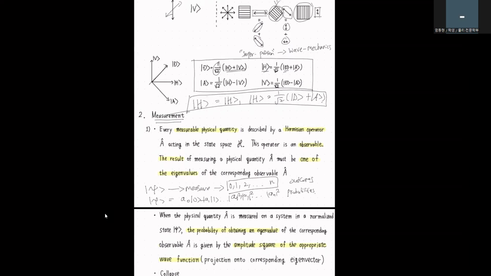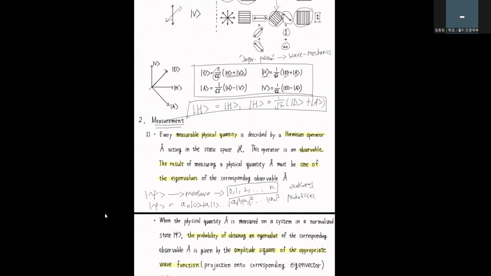And how you measure it determines your basis vectors. So these are the outcomes. And A0, A1 squared, these represent the probabilities, basically. So we have a wave function, and we're going to measure it. How do we represent this in the language of mathematics?